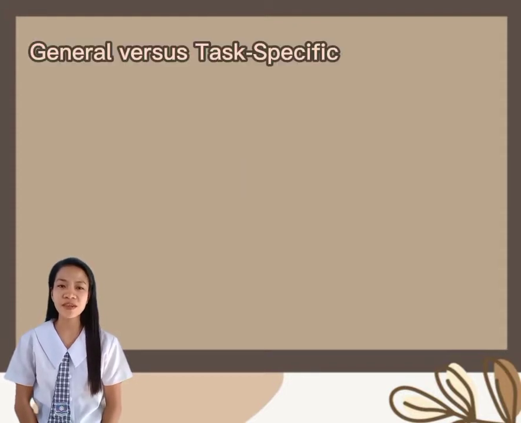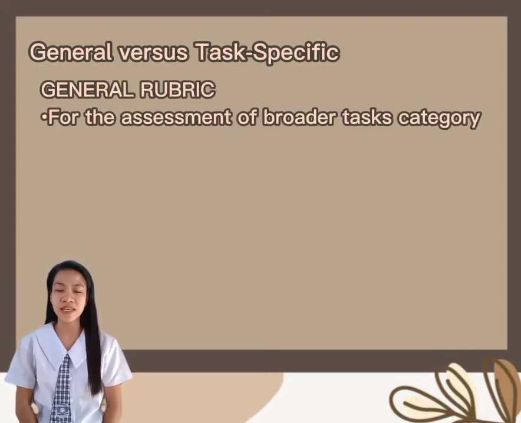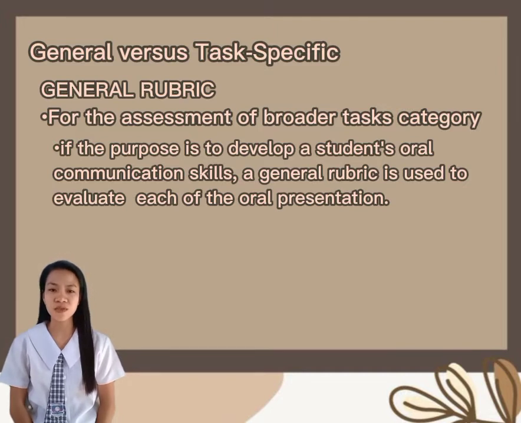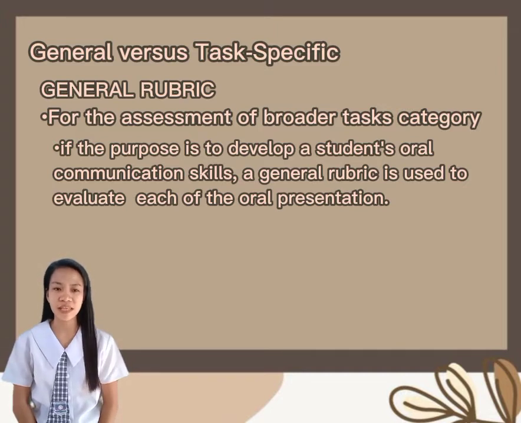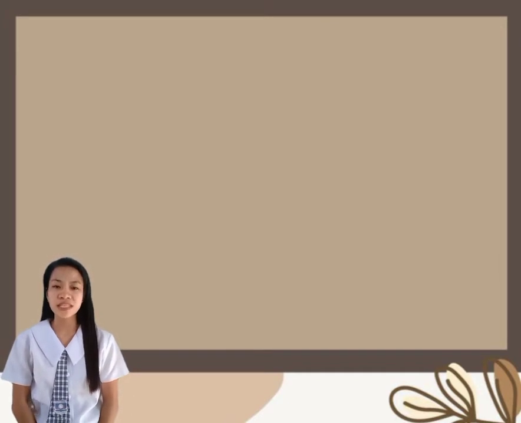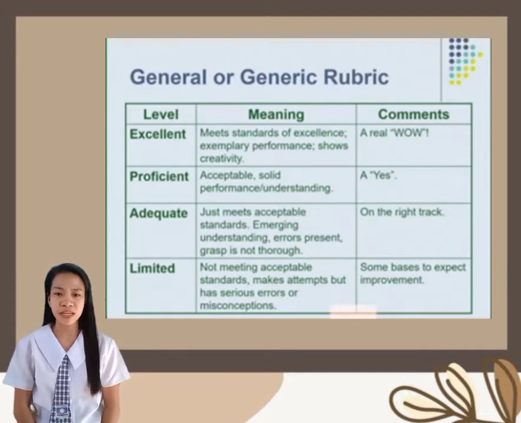We have the general versus task-specific. There are two types of rubrics. First is the general rubric. General rubric is used for the assessment of broader task categories. For example, if the purpose is to develop a student's oral communication skills, a general rubric is used to evaluate each of the oral presentations. The student will use the feedback to improve their next presentation. So, this is an example of a general rubric.